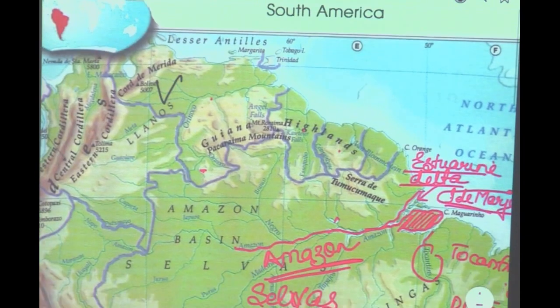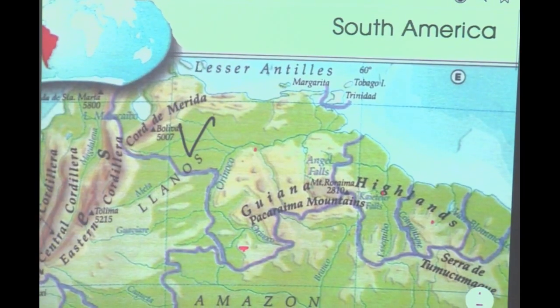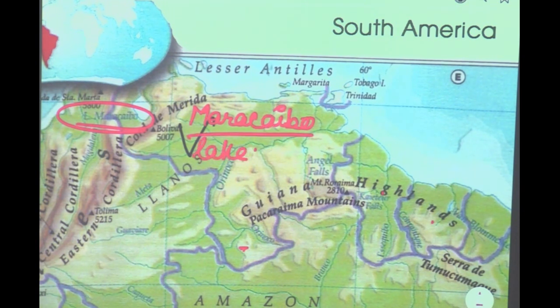Anything else that we can zoom in and talk about here is Venezuela, Lake Maracaibo. It's a saltwater lake which has crude oil rich assets. Right here is Lake Maracaibo.